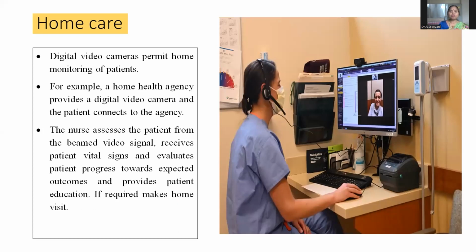In some areas, digital cameras are permitted for home monitoring of the patient. For example, a home healthcare agency provides a digital video camera and the patient connects to the agency. The nurse assesses the patient from the beamed video signal, receives the patient's vital signs, evaluates the patient's progress towards the expected outcomes, and provides patient education. If required, the nurse can make a home visit or ask the patient to come over to the hospital.